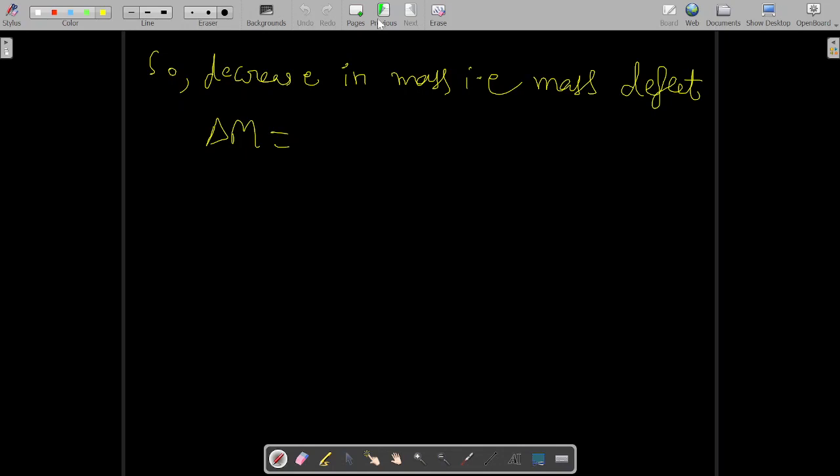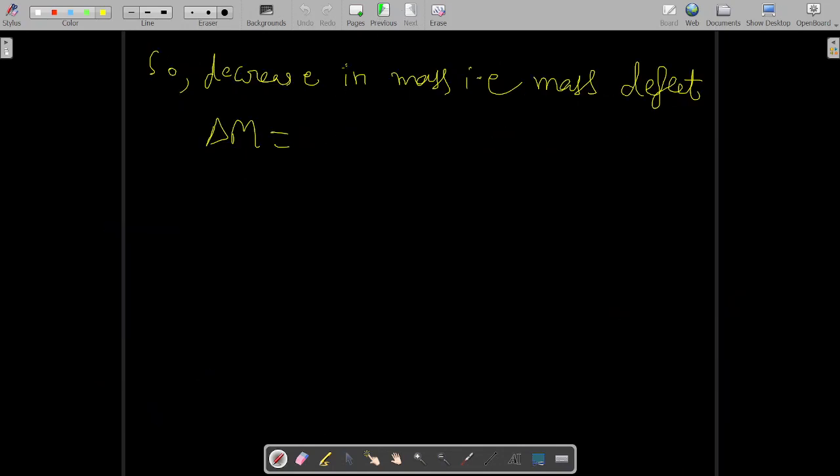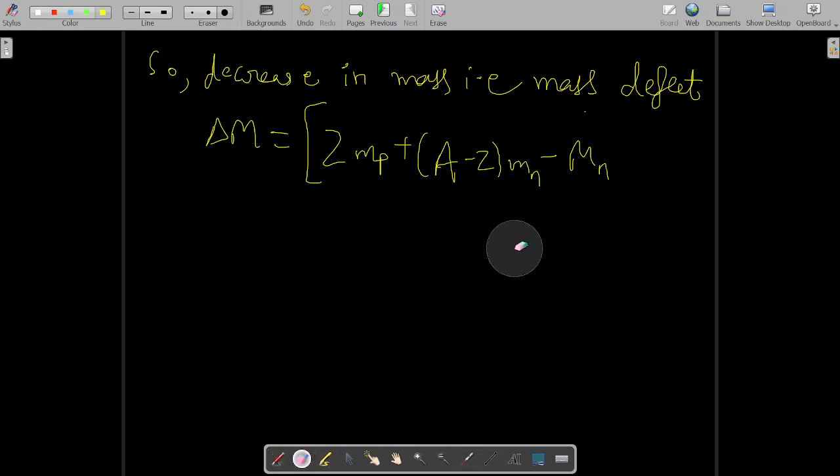Okay, so let me see over here, just a second. Okay, yes. So the decrease in mass, that is mass defect, is delta M is equal to Z mp plus (A minus Z) mn minus capital Mn. So this is, suppose, equation number 1. This is your mass defect.